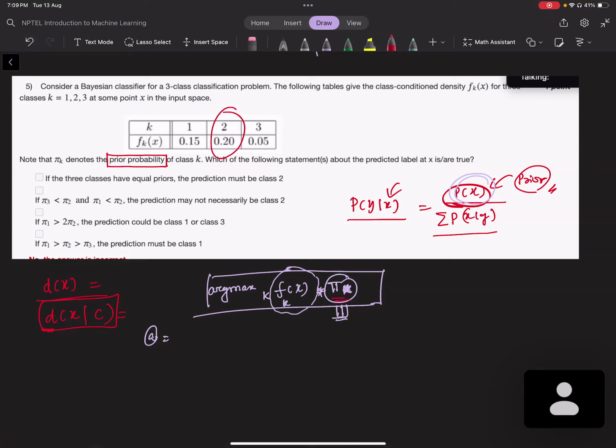Hence, if these three are like this for all k equals 1, 2, and 3, and the priors are the same, then the decision will depend on this. Since 2 is the highest one, 0.2, option A will be correct. If three classes have equal prior, the prediction must be class 2. Then we look at option 2.